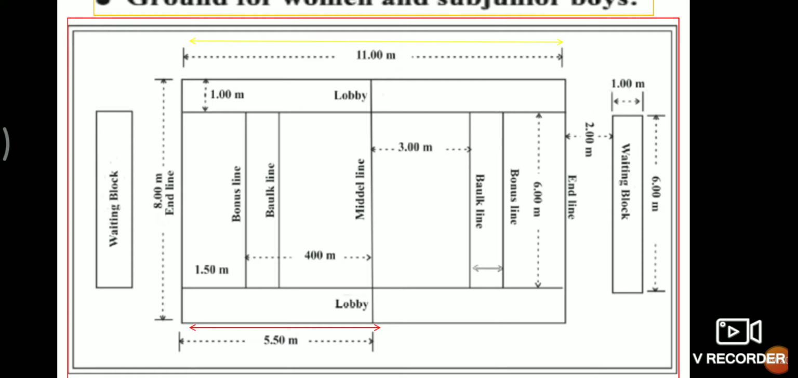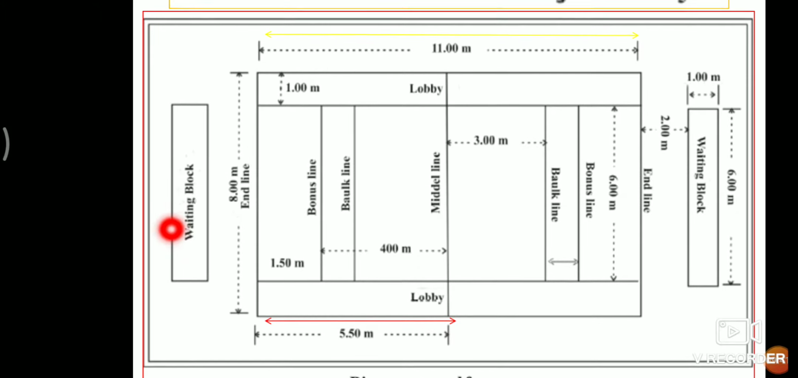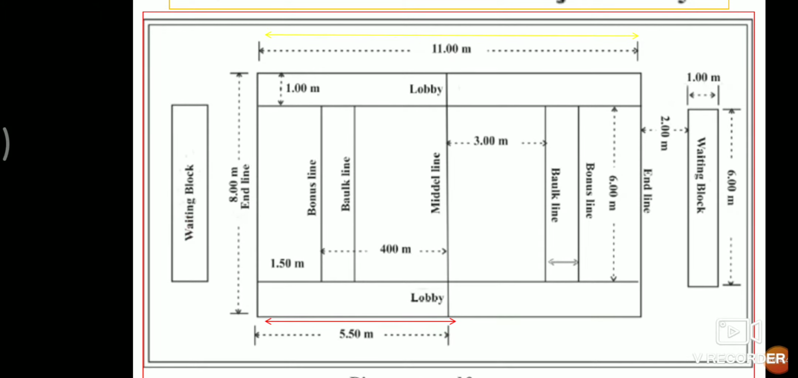Then the waiting block. It should be 2 meters away from both end lines. Here the end line to waiting block is 2 meters distance. Its measurement is 6 meters in length and 1 meter width.